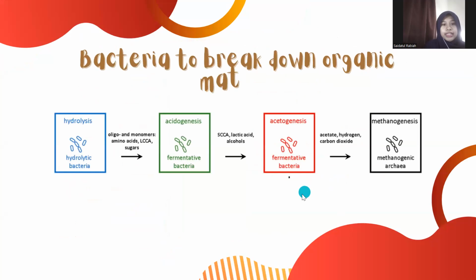Okay, so these are the 4 types of bacteria that are required in this anaerobic digestion. For the hydrolysis stage, the bacteria required is the hydrolytic bacteria, and for the acidogenesis stage is the fermentative bacteria. And for the acetogenesis stage is the fermentative bacteria, and for the methanogenesis stage is the methanogenic archaea.